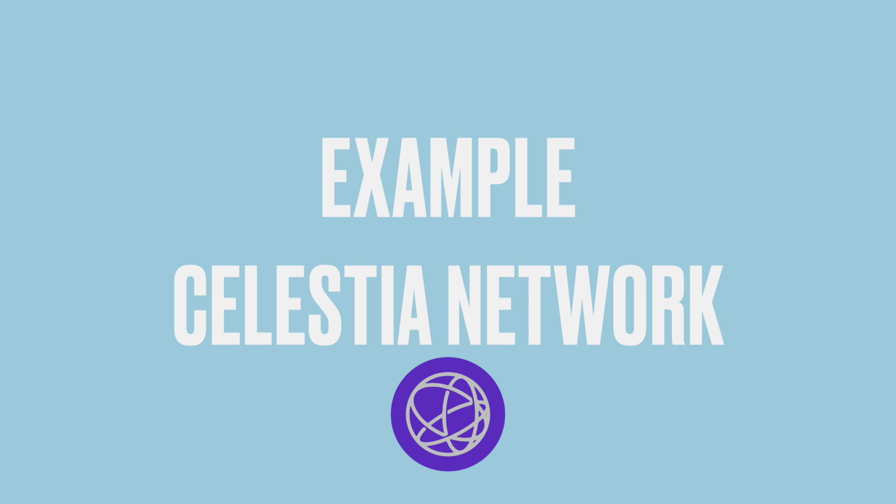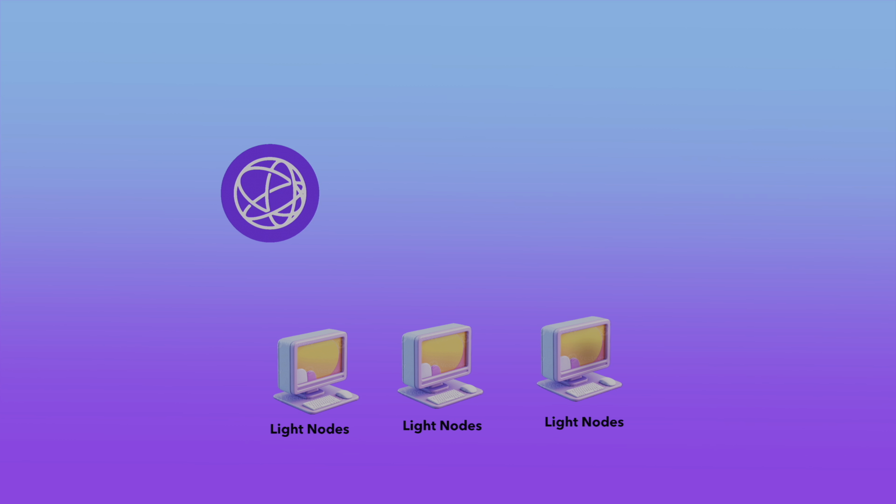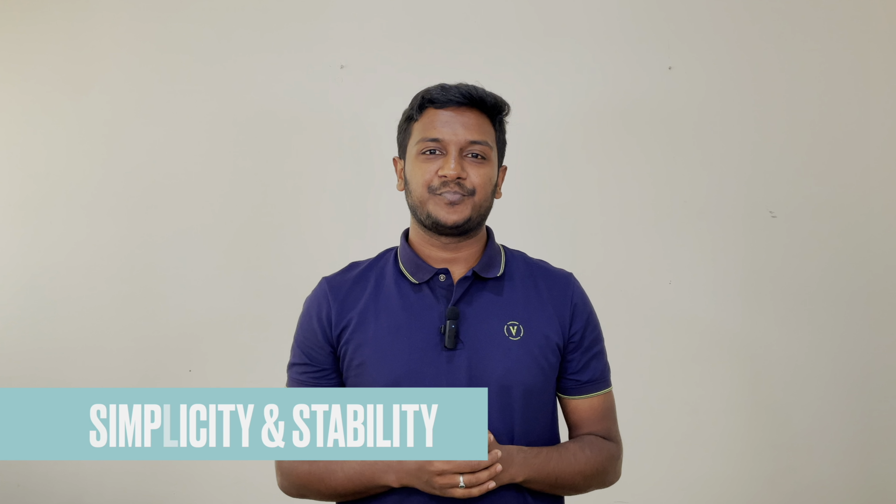Huge amounts of data can be stored without affecting the speed or decentralization. For example, a project named Celestia uses data availability sampling to store and retrieve data without compromising on speed or decentralization. Next, let's look at the simplicity and stability.